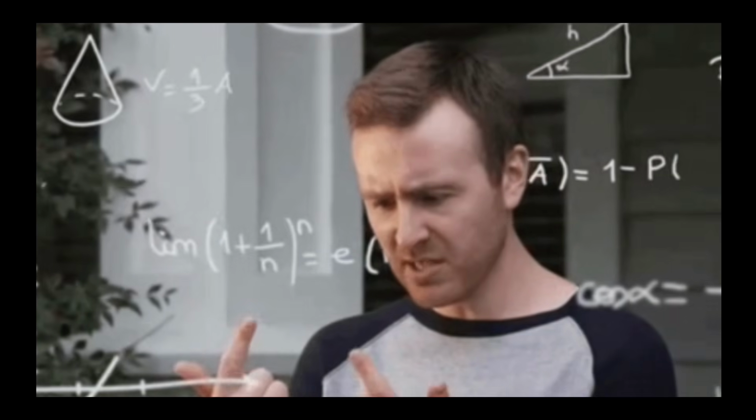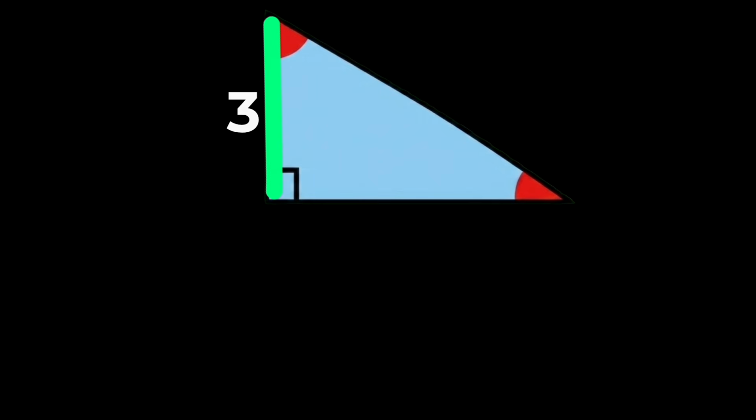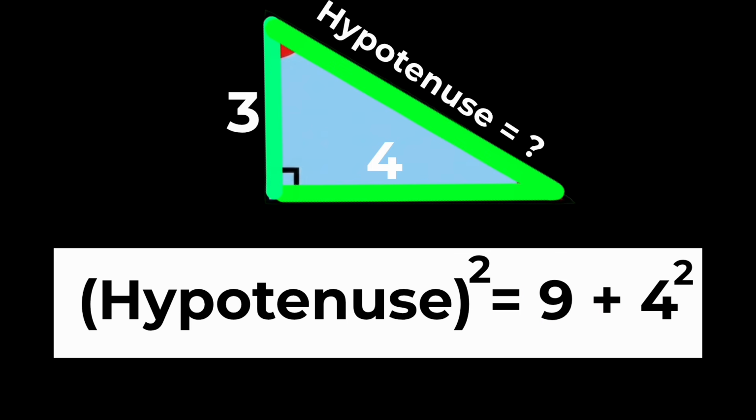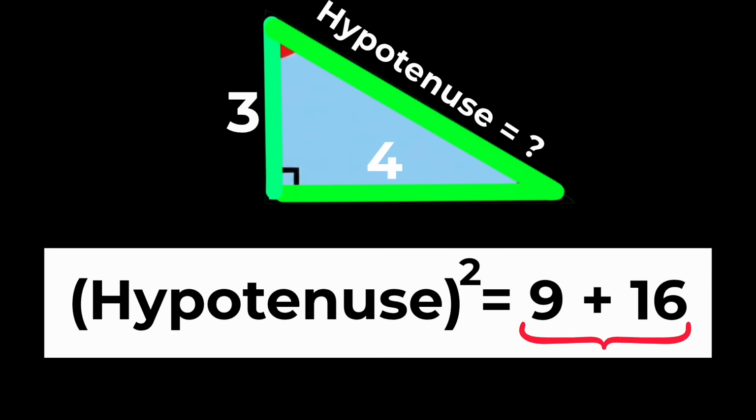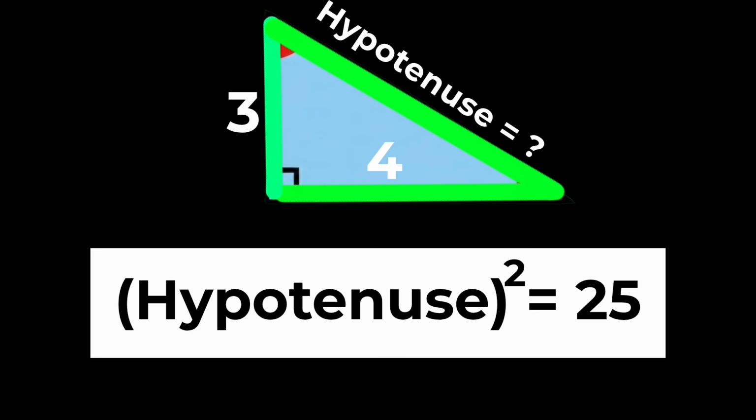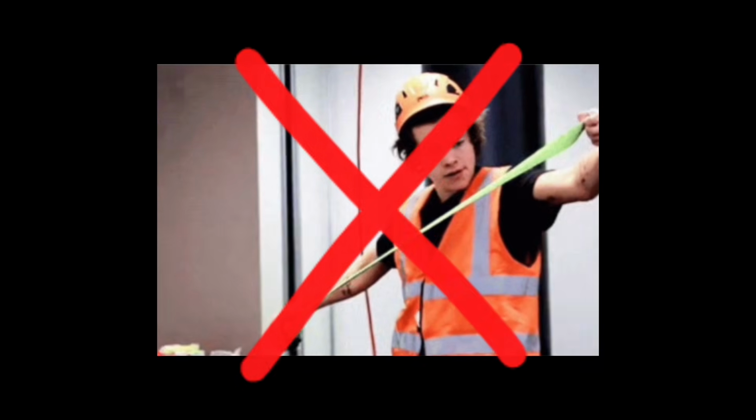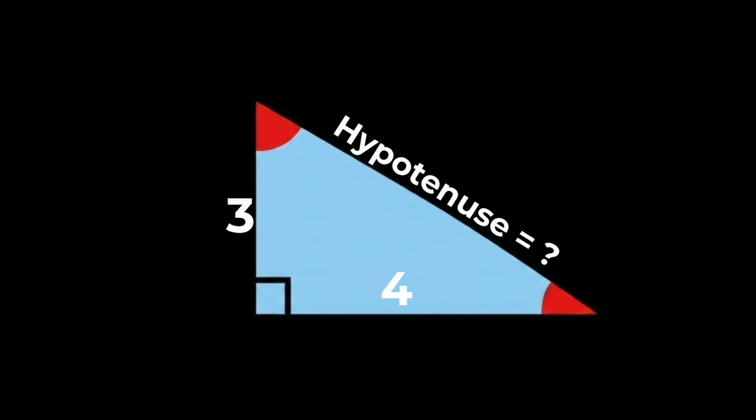Let's try it immediately. One leg equals 3 and the other leg equals 4. 3 squared equals 9. 4 squared equals 16. 9 plus 16 equals 25. The square root of 25 equals 5. Without measuring anything, we found the missing side.